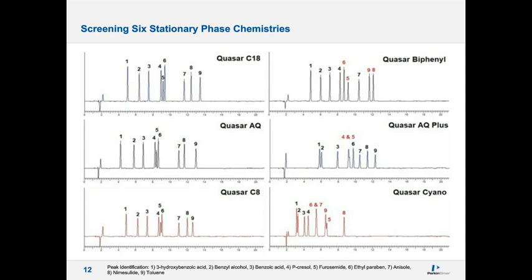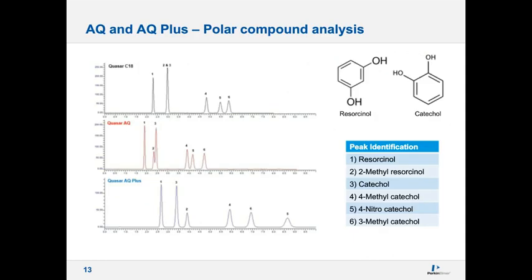Another example I would like to share is the use of AQ columns for polar compounds in comparison with a C18. In this example, a C18, AQ, and AQ Plus column have been run under the same conditions. The C18 column has C18 ligands and non-polar end capping. The AQ column has C18 ligands and polar end capping, and the AQ Plus column has proprietary end capping and bonding with polar functionality. On the C18 column, compounds 2 and 3 co-elute. However, on the AQ column, they start to separate.